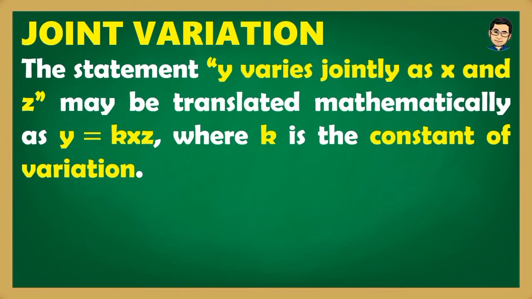So the statement y varies jointly as x and z may be translated mathematically as y is equal to kxz, where k is the constant of variation. As you can see, dalawang quantities na yung nakapaloob dito, x tsaka z, tsaka yung y natin. Dun kasi sa direct variation, y and x lang usually ang ating nakikita. Dito, meron na tayong variable, z. However, k is still the constant of variation. Hindi pa rin naman magbabago yung constant of variation natin.